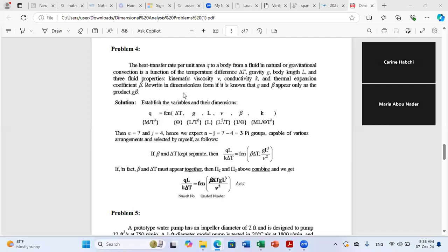Okay, the heat transfer rate per unit area Q to a body from a fluid in natural or gravitational convection is a function of the temperature difference delta T, gravity G, and body length L, and three fluid properties: the kinematic viscosity mu, the conductivity K, and thermal expansion coefficient beta. Rewrite in dimensionless form if it's known that G and beta appear only as a product G times beta.